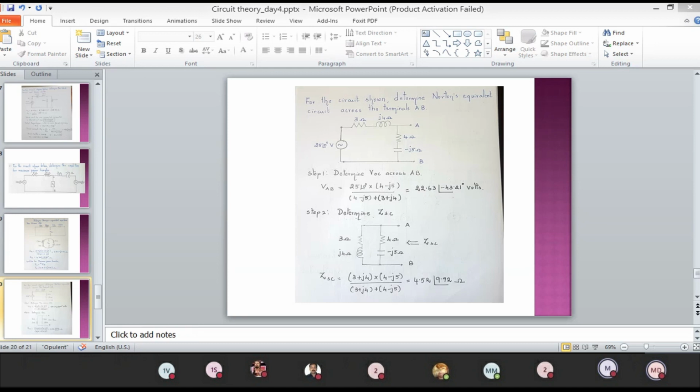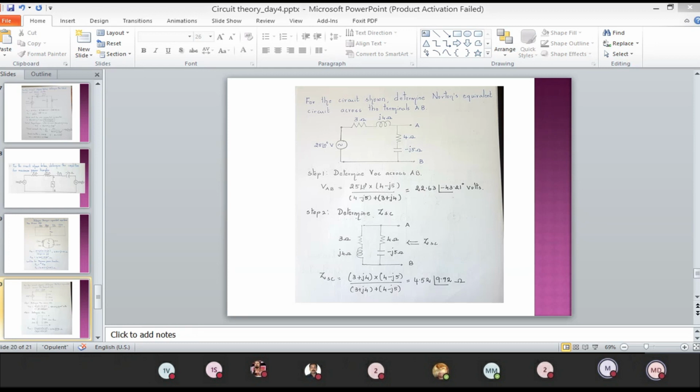See, I'm finding the open circuit voltage across AB. AB is an open circuit point. So I'm using the voltage division rule. See, dear students, one of the most important requirements in the GATE examination is that you need to utilize the time as best as possible.